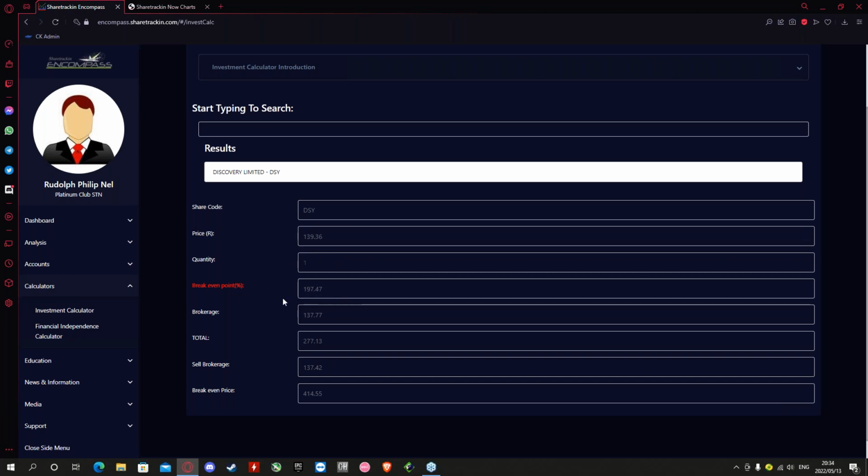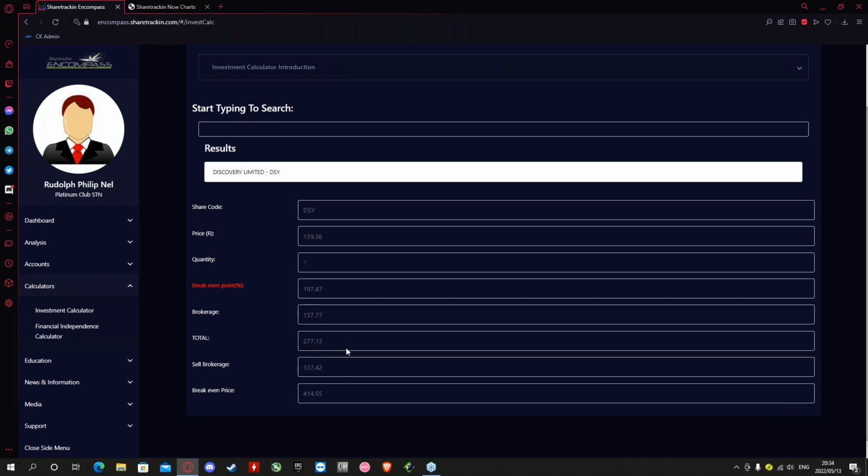So for you to really start making profit, the share needs to grow from 139.36 to 414 rand and 55 cents before you start seeing any profits, because you first need to make up your brokerage fees, too. So you first need to make up your brokerage before you start making any profits.